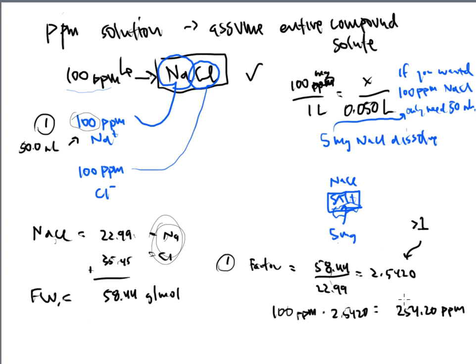And then from that point, this is my target. That's my target concentration, and it turns into the same type of problem that you saw before in the previous video. So I only need to make 50 mils of it, right? So I need 254.20 milligrams per liter, and I need to figure out how many milligrams of salt to make 50 milliliters of that solution.